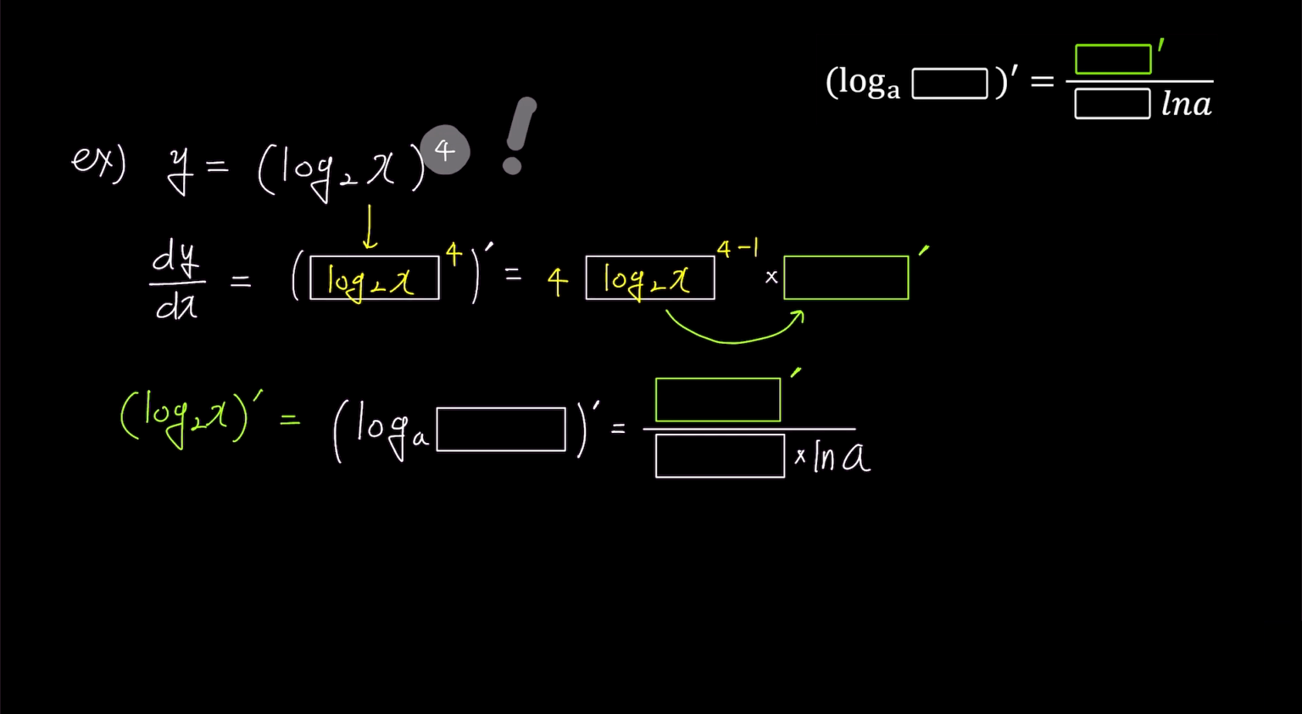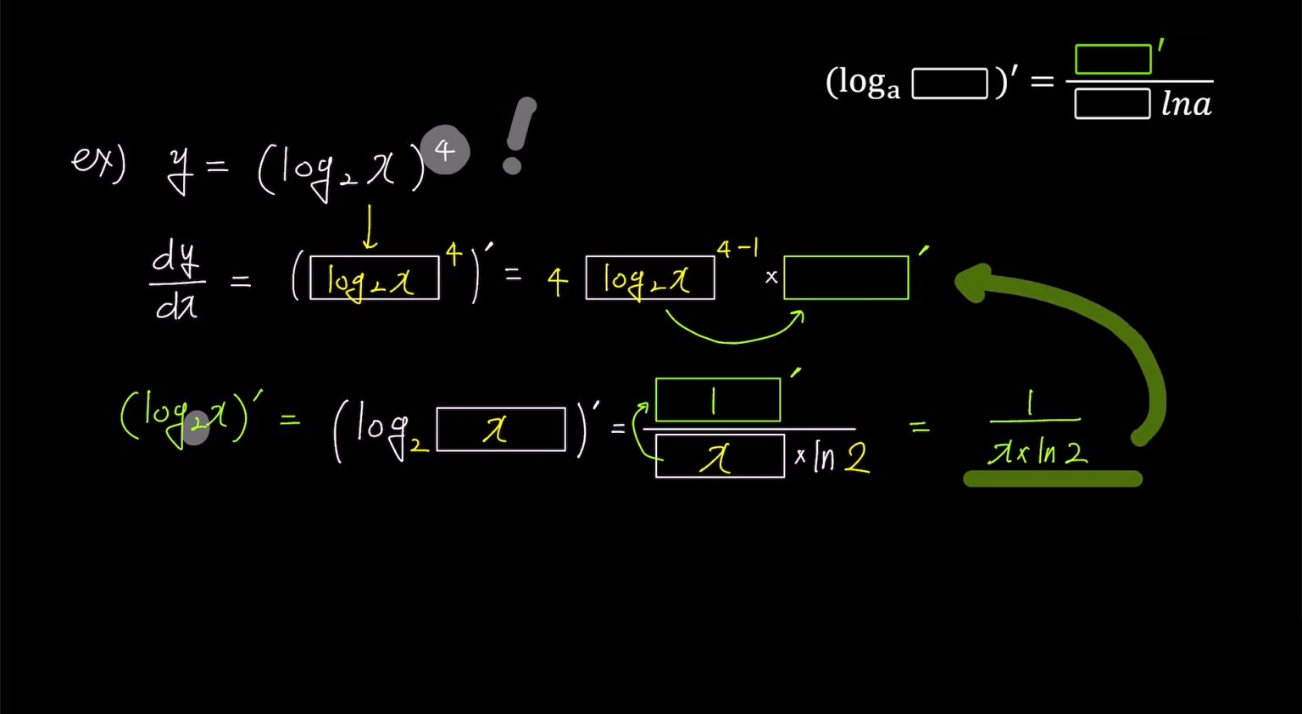As you can see, the base value of the logarithm is 2, so we'll substitute 2 for the a values in the formula on the right. In the left box, we'll have x, and the box of the denominator on the right will also have x, and we'll place the derivative of x, which is 1, in the numerator's box prime. Simplifying this result, we get 1 over x times ln 2, and this value should be placed directly in the box prime on the upper line.